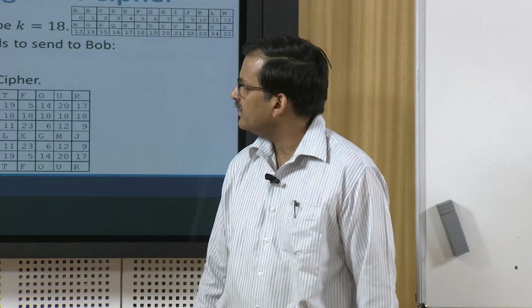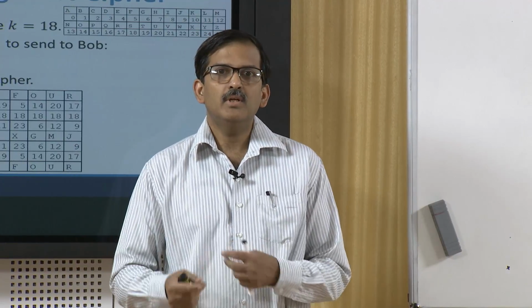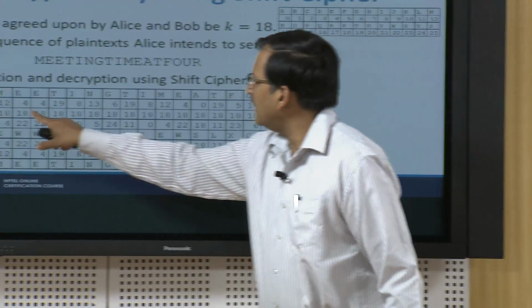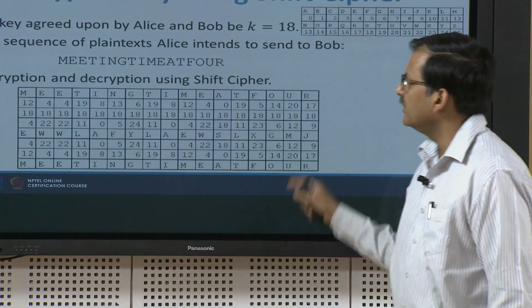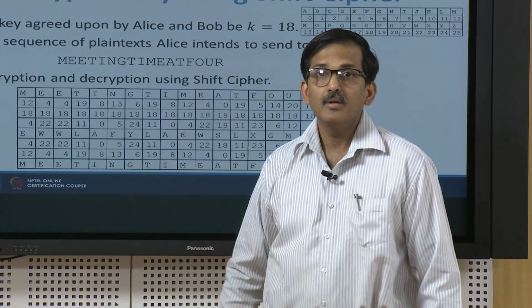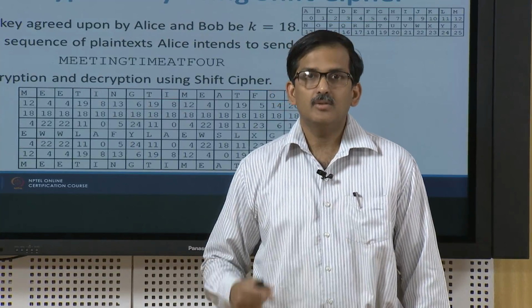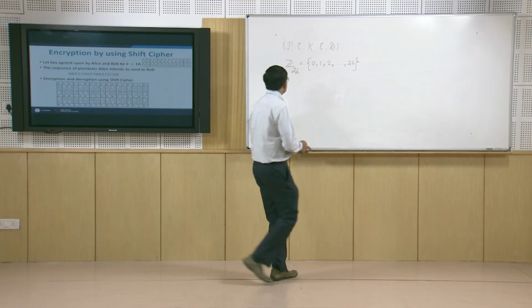Once we do that, the next step is the key. The key gets added to each letter. So, we are writing 18, 18, 18, 18 and so on. In all the places we fill with 18. So, we know that we have to add 12 and 18, and that addition is going to be modulo 26. So, 12 plus 18, let us see what happens modulo 26.